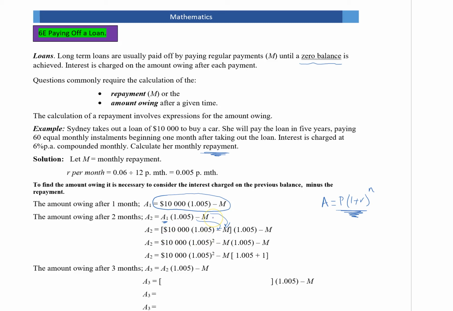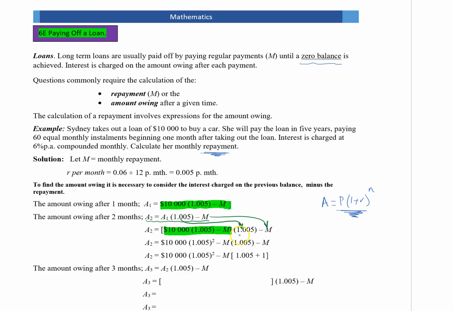Hang on, I think I've done that wrong. Now that's better. You can see the actual amount owing is the A1. So I've replaced A1 in this line here with that expression from above. We've still got that amount owing, earning interest, but another payment made.